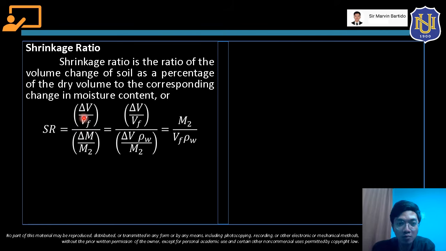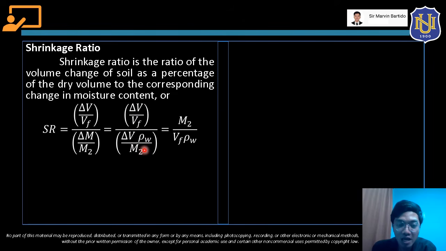So, this is the dry volume over the corresponding change in moisture content. This is the change in moisture content, which is the change in the mass of water. This delta M, and this M sub 2, is the mass of the dry soil, correct? So from here, this change in mass of water can be rewritten as delta V times the density of water. So from here, we can cancel the delta V.